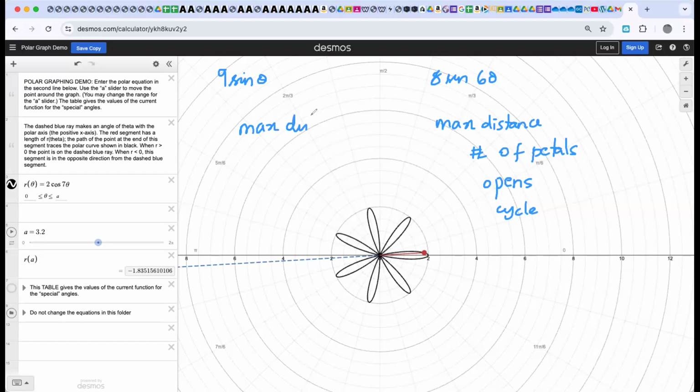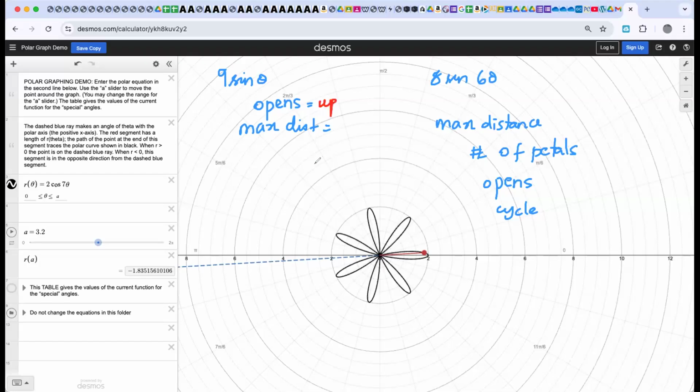What is the max distance from the pole for this one, 9 sine theta? How does the graph open? It's a sine theta graph, right? It will open up or down or left or right. Or you can message me. Why don't you all message me? I'll know, right? Each of you. How do you understand? Then up, right? It opens up because sine is positive, right?